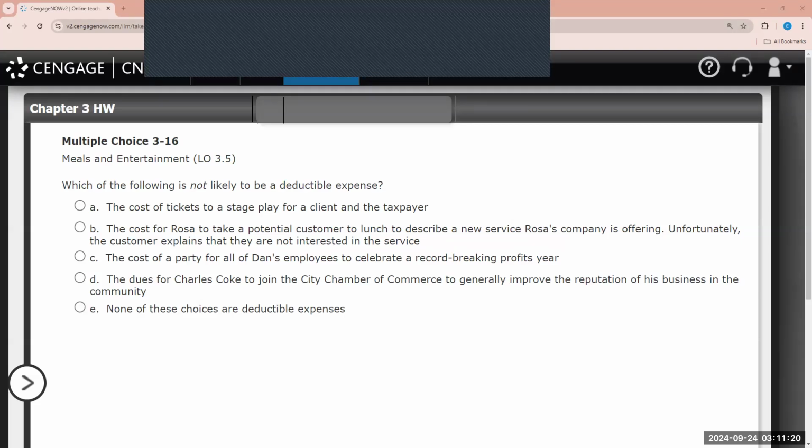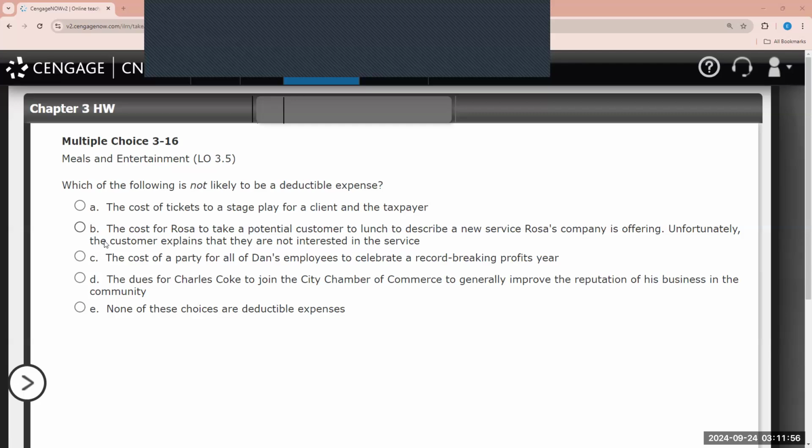So we'll go through these examples. Here it says, which of the following is not likely to be deductible? A, the cost of tickets to a stage play for a client and a taxpayer. This sounds like entertainment, but we'll go through all the answer choices. B, the cost for Rosa to take a potential customer to lunch to describe a new service Rosa's company is offering. Unfortunately, the customer explains that they are not interested in the service. So being able to deduct the expense is not contingent on closing a sale.